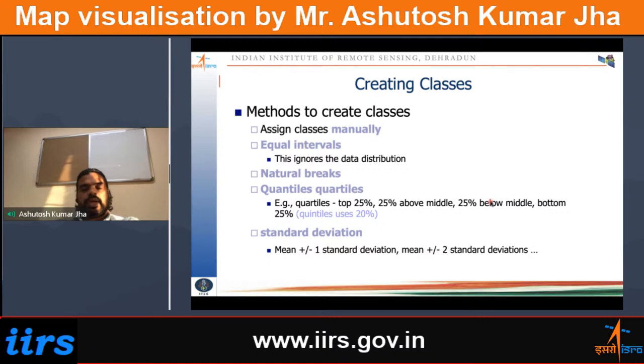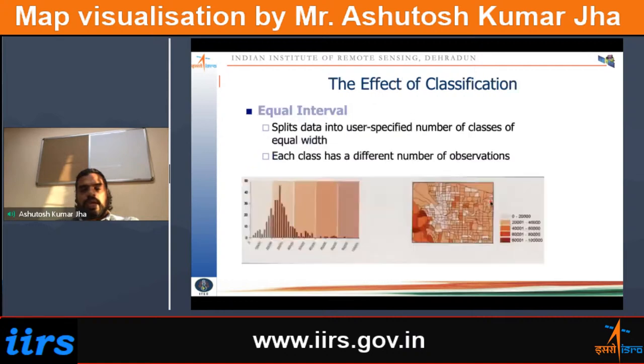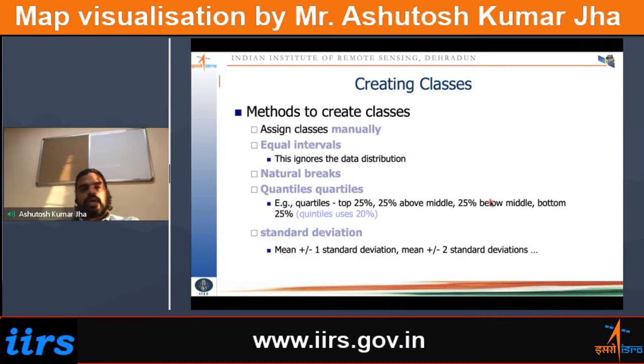So just to summarize, in the case of manual classification, we create manual classes. In equal interval, we ignore the complete data distribution and, simply based on the range, we create classes. The natural breaks are basically creating subclasses. The quantile is taken based on quantiles, and then there are standard deviations.